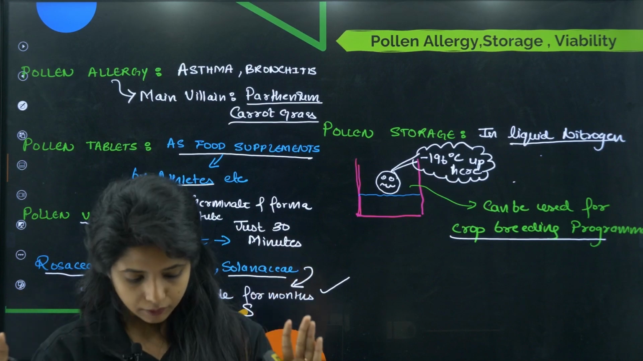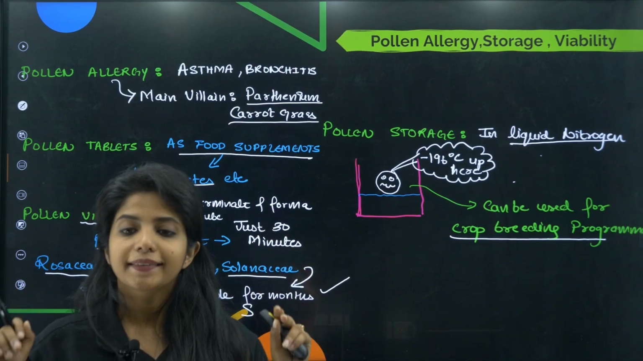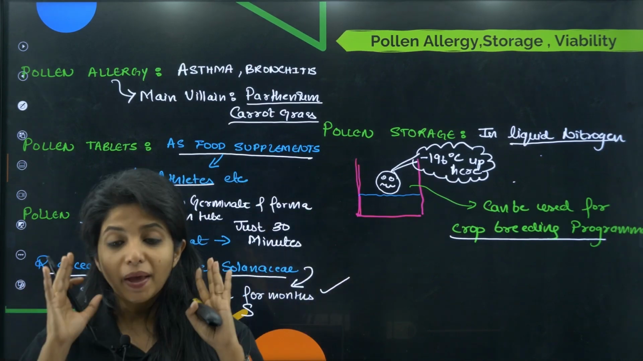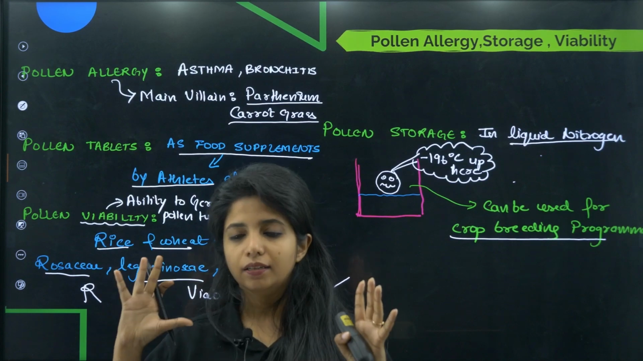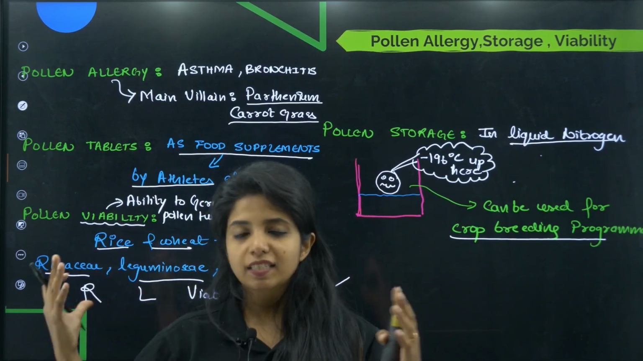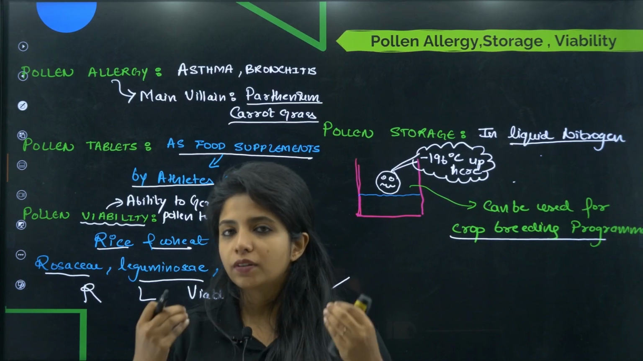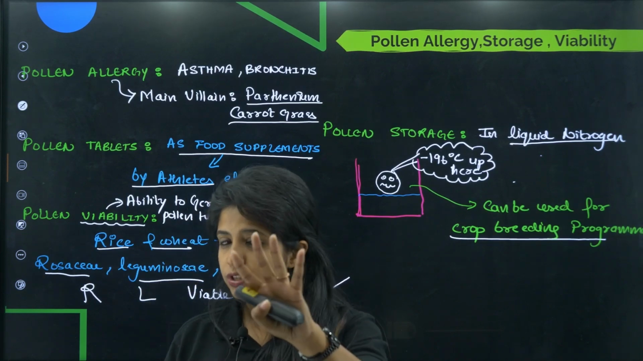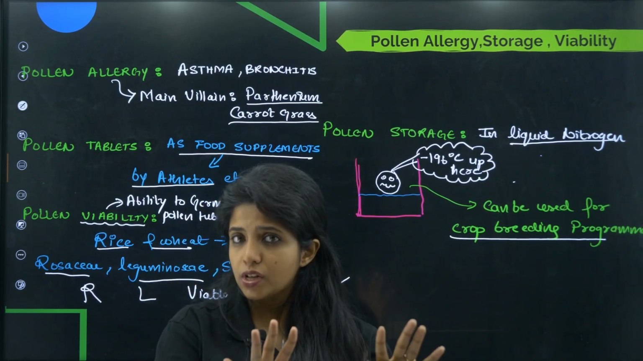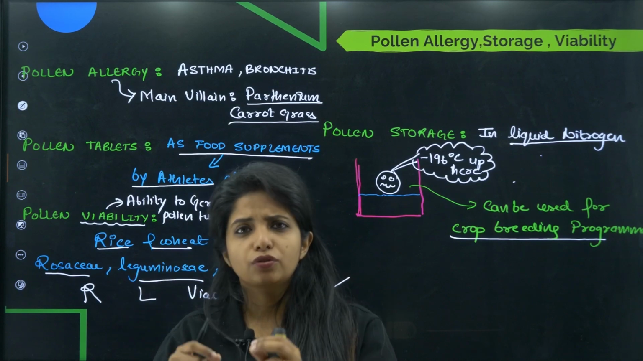Okay, think like that. Basically, microsporogenesis: the microsporangium has sporogenous tissue. Each sporogenous tissue has a microspore mother cell or pollen mother cell. Each of them divides and gives rise to 4 cells with the help of meiosis. Each of the 4 cells that you see over here will undergo mitosis to form the pollen grain.